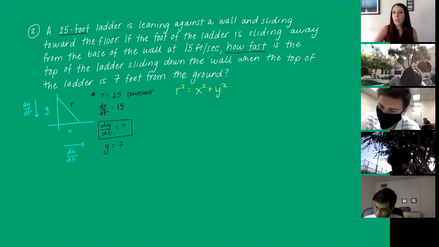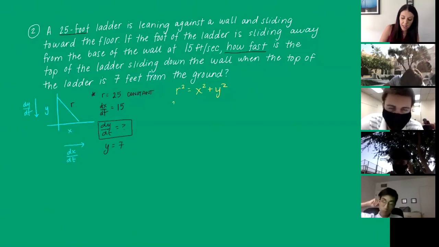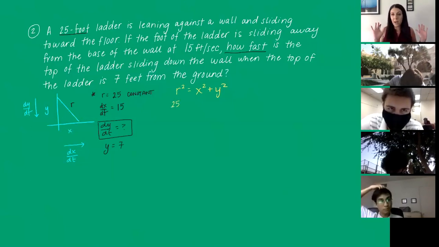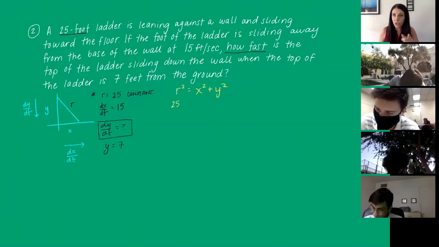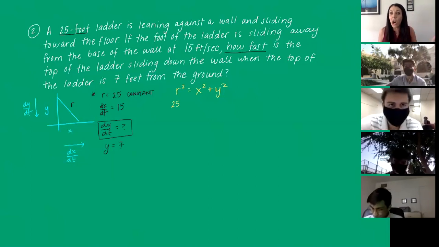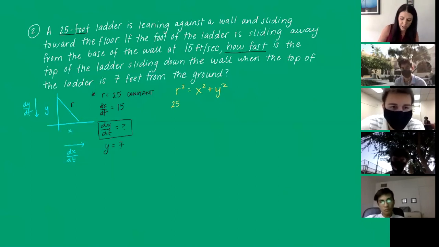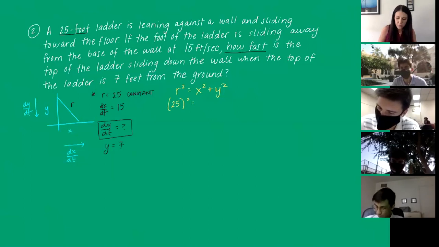Okay, and Eli's exactly right. We're going to plug that 25 in, but I think it's helpful to have the basic equation first. So we're going to plug in our 25 right off the bat because it's constant. Always plug in your constants first. You'll notice that saves us from getting a dr dt, which I don't have any information about, so it wouldn't be helpful to take that derivative. So we get 25 squared is equal to x squared plus y squared.